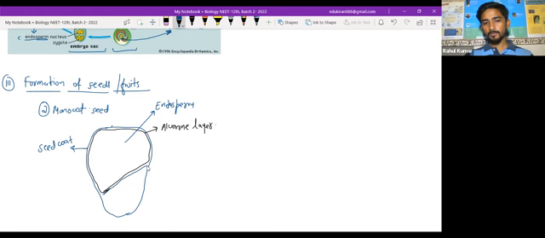Now the bottom part, which is present, will have the embryo. The second important thing is embryo, correct? Endosperm, seed coat, and the embryo. So this has the embryo, and in an embryo, first this region here is called scutellum.